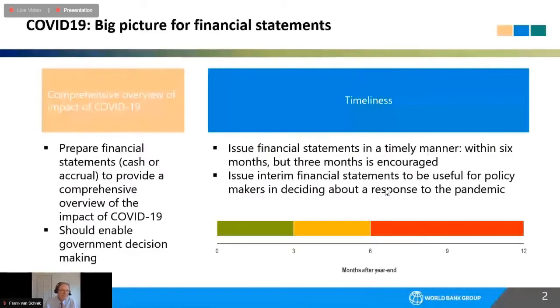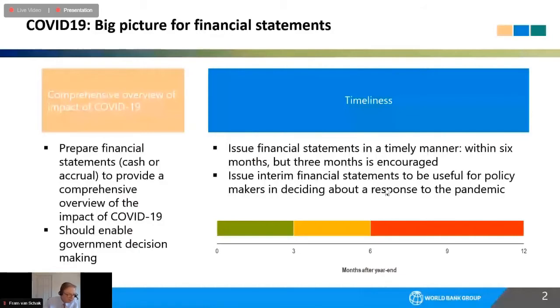In this slide, we can see that the main reason for financial reporting, either cash or accrual, during any crisis is to provide a comprehensive overview of the ongoing impact, in our case resulting from the COVID-19 pandemic, and enable government to make decisions. For that, it's important to ensure that the financial statements are issued in a timely manner, within 6 months, but ideally within a 3-month period after the end of the fiscal year.